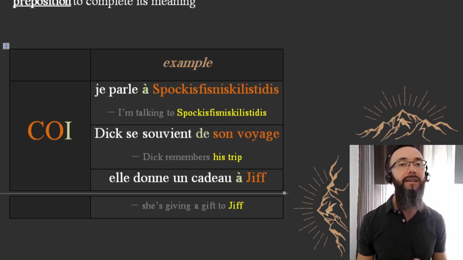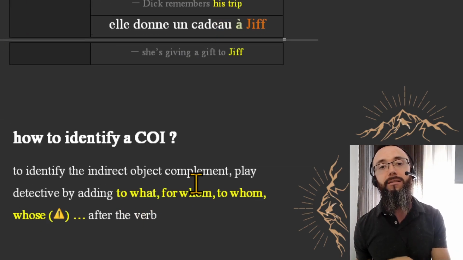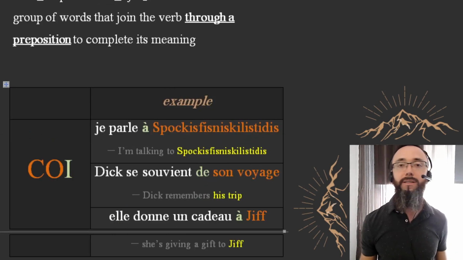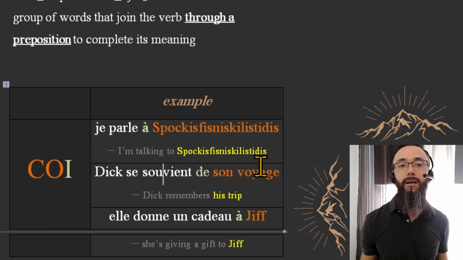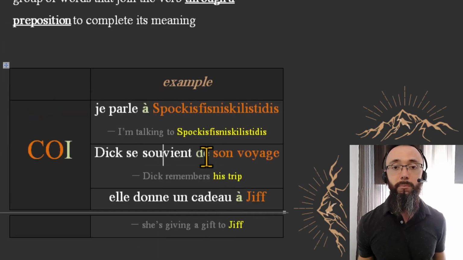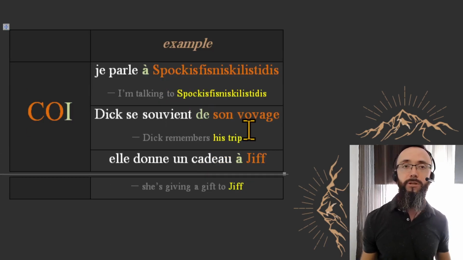It's hinting at a COI. And again, you're going to need to ask a question to make sure you're dealing with a COI, because you're not always going to have a preposition in the case of pronouns. And in that case, you need to really know how to identify what it is with a question. But here, there is a preposition, so it makes it easier.